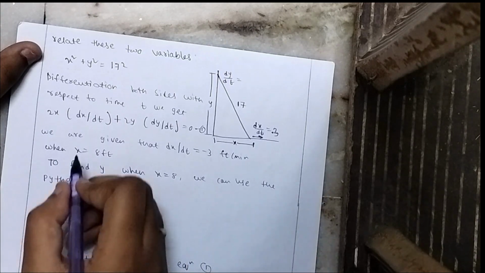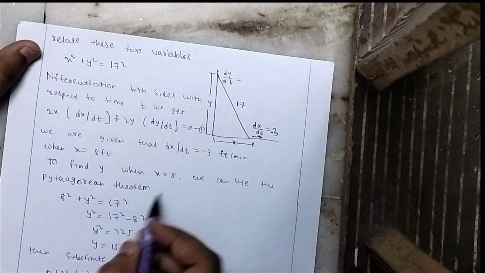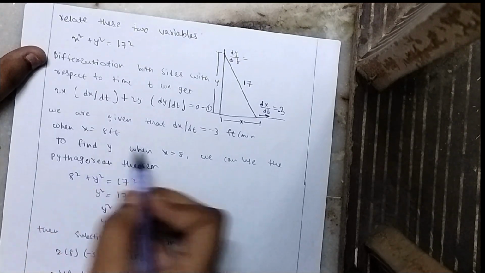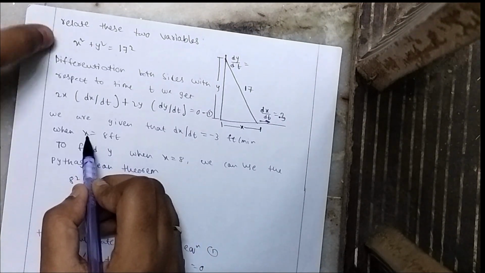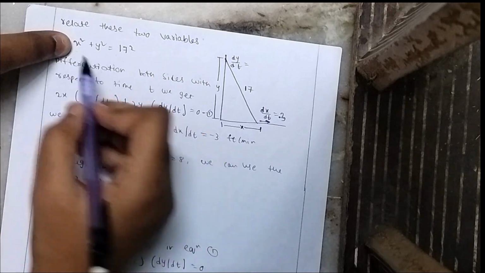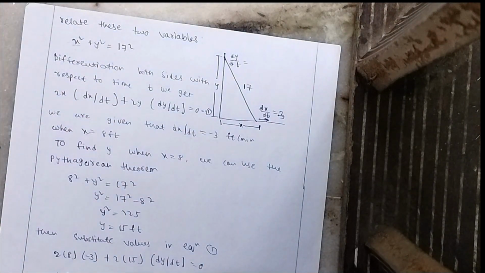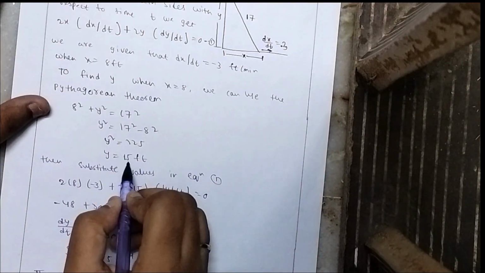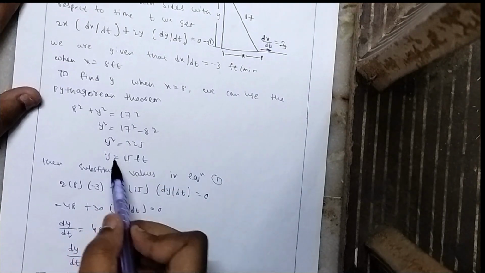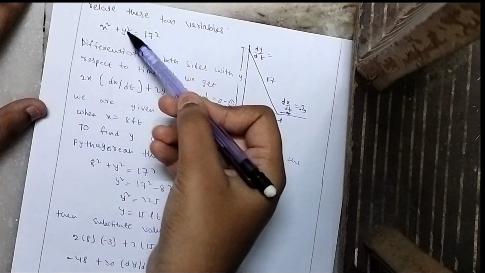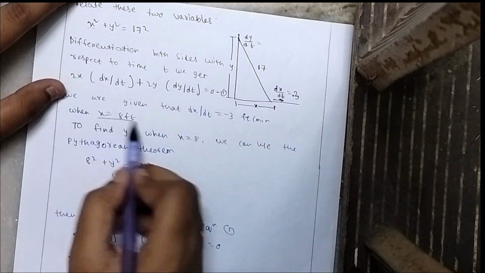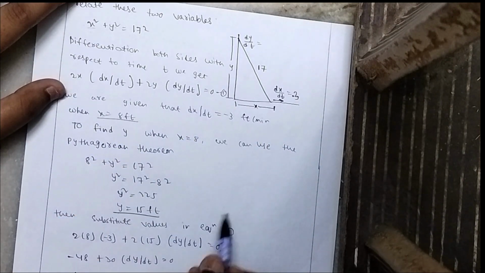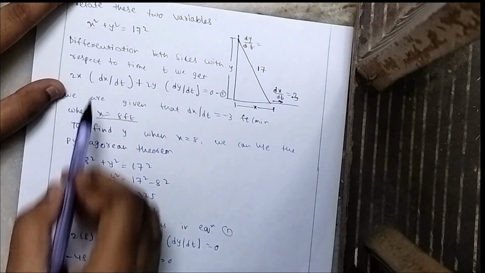That means when x equals 8 feet, we need to find the value of y. By substituting x equals 8 feet here in place of x, we get y equal to 15 feet. So we got the x value and we got the y value. Substituting the x and y values in equation 1, we get the value of dy/dt.